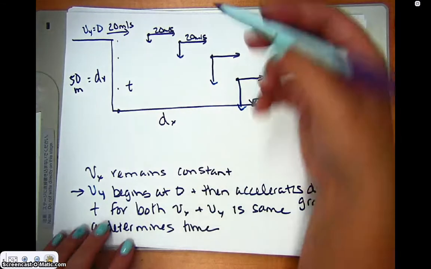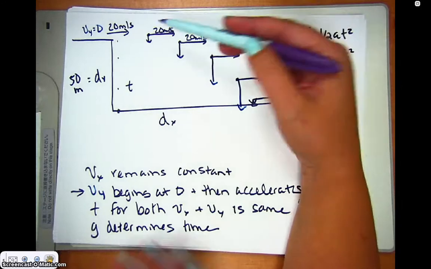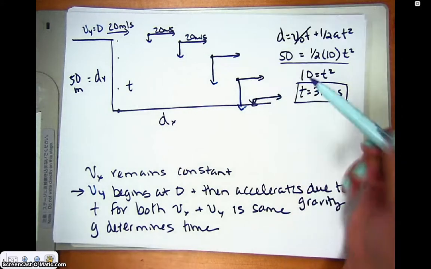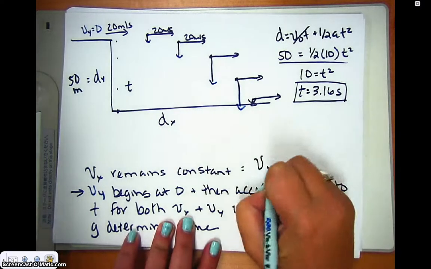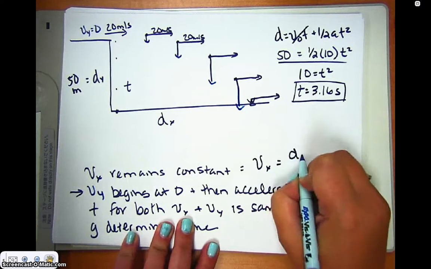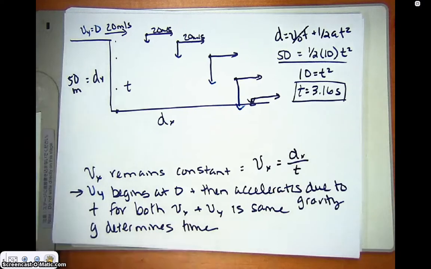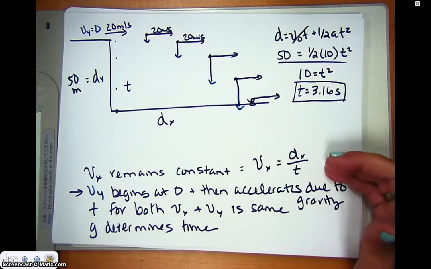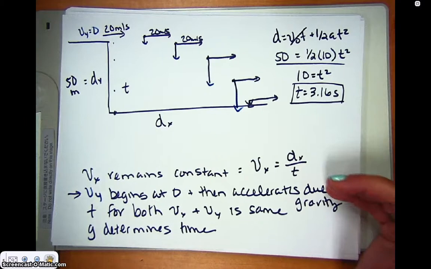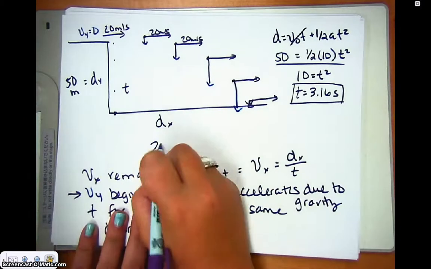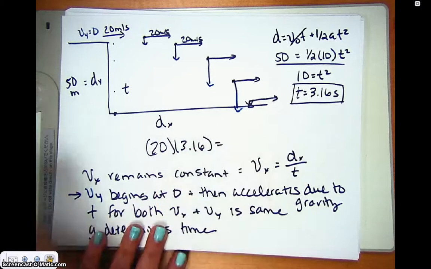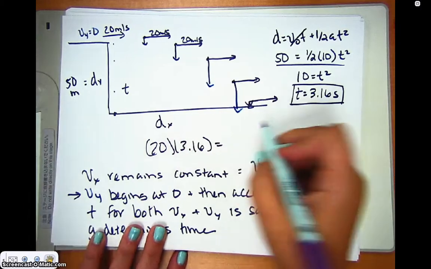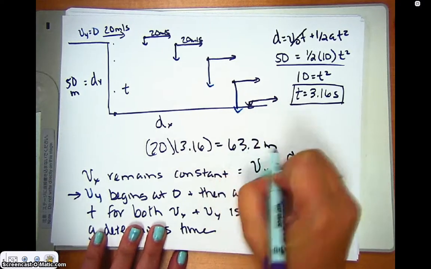Well, it's important to remember that the velocity for the x component is constant. So I don't need to use an acceleration equation. I can just use very simply that velocity in the x direction is equal to displacement in the x direction over time, right? So in the horizontal direction, I do not need to take into consideration any acceleration. So just easily I can take velocity, which is 20, and multiply it by 3.16, and that gives me 63.2 meters.